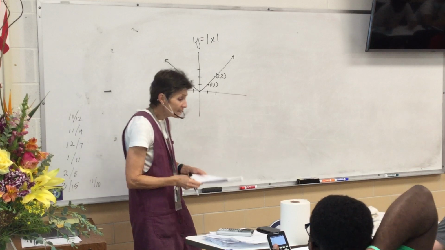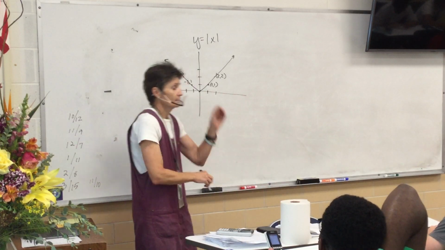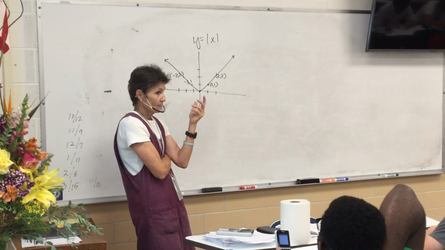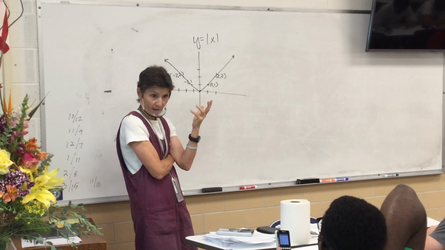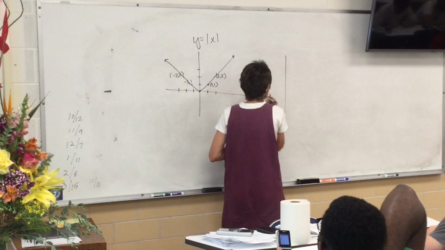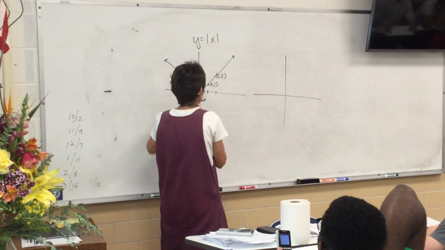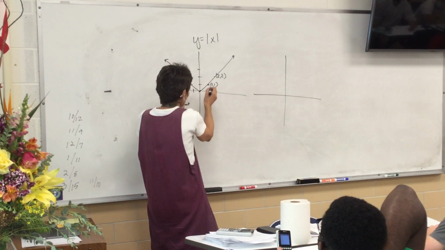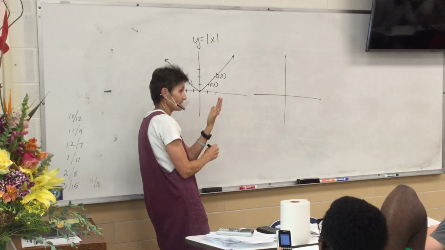Now, inverses switch the x's and y's. So what was an x becomes a y, and vice versa. So if I were going to graph the inverse of this, I would take each of these ordered pairs and switch their x's and y's.